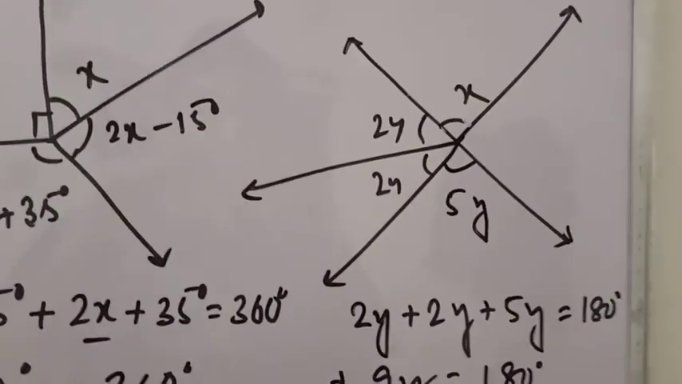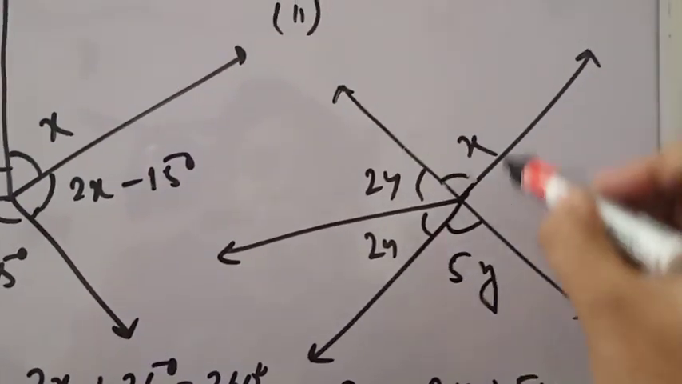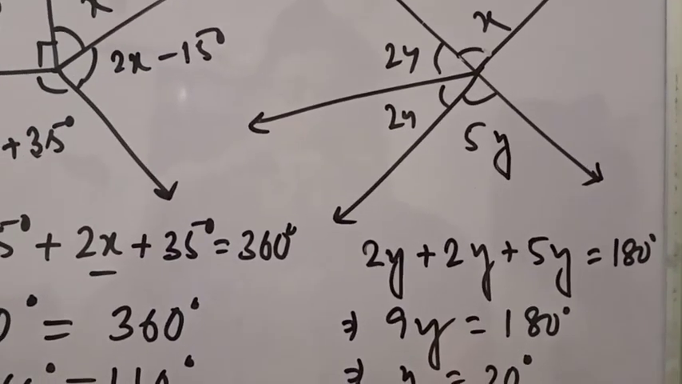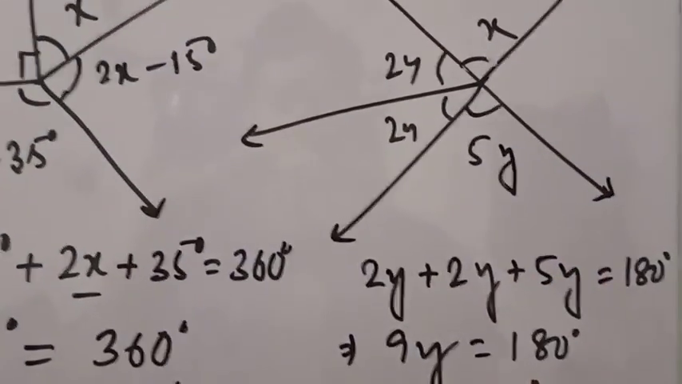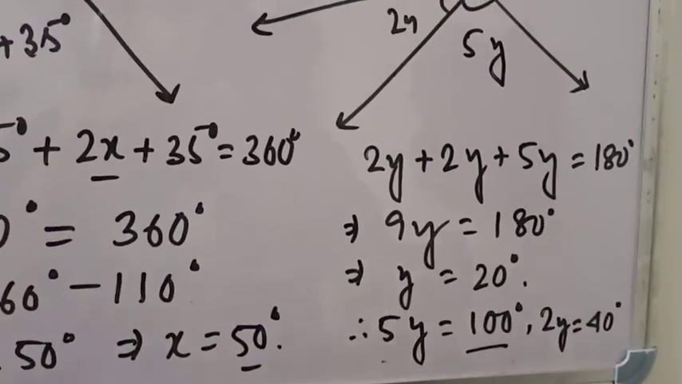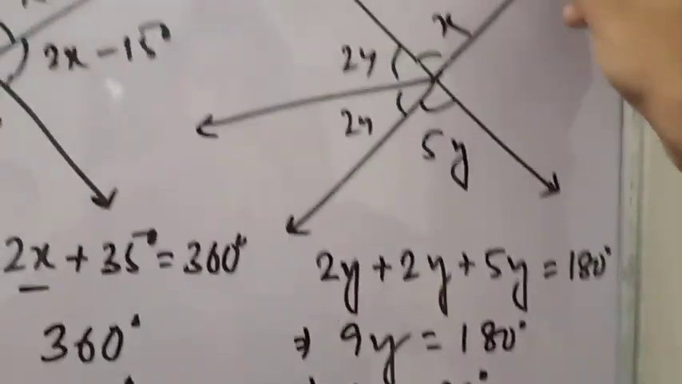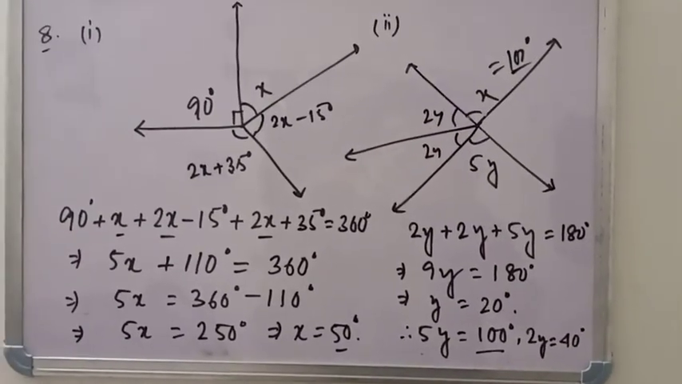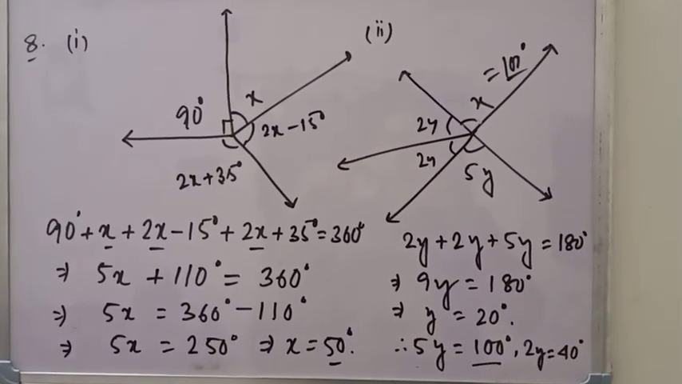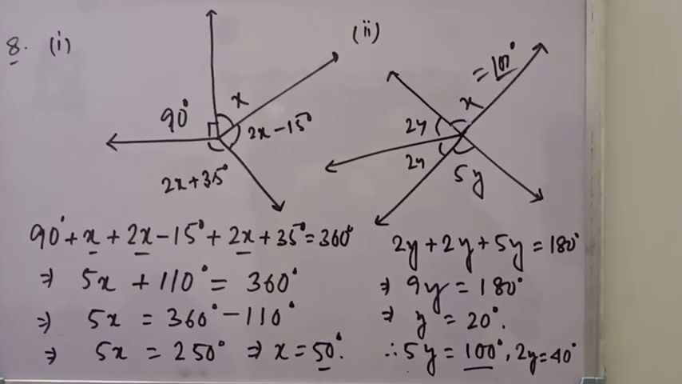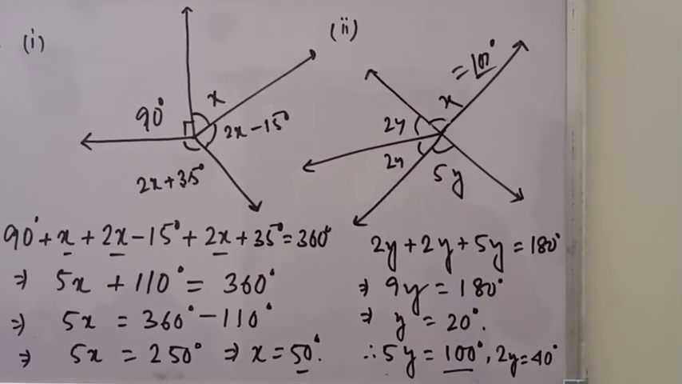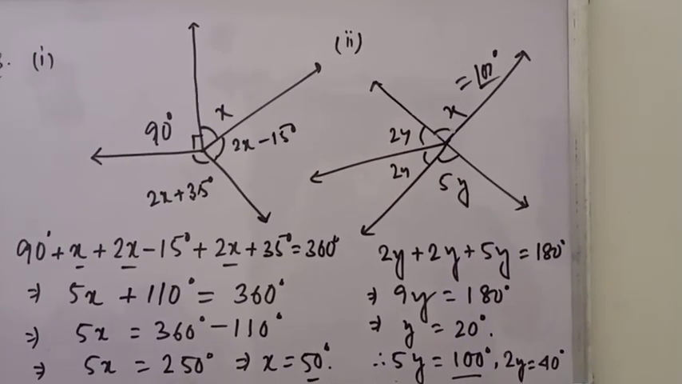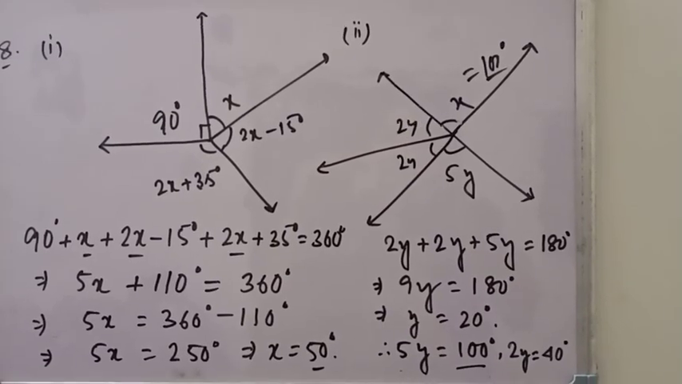As per the figure, 5y and x are vertically opposite. So if 5y equals 100 degree, then x also equals 100 degree. Why does x equal 100 degree? Because 5y and x are on vertically opposite sides. So x equals 5y. So if 5y equals 100 degree, then x equals 100 degree.